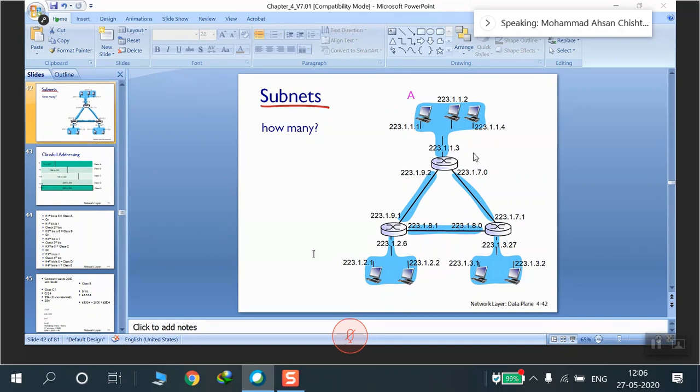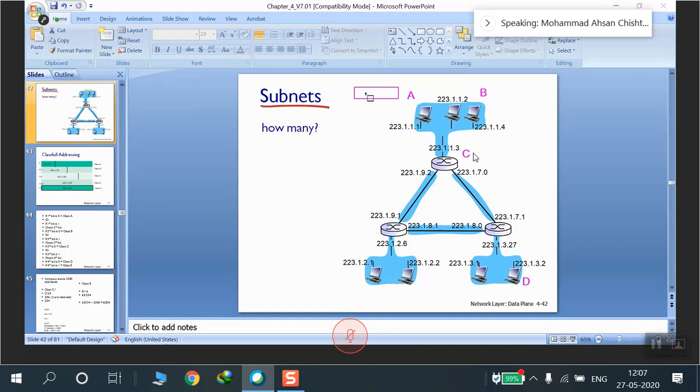Now once host A has to send some data to B or D, it will receive a packet from the higher layer at the network layer. And within this packet, it would add two things: the source IP address and the destination IP address. This would be kept within the header of the network packet. Then it passes this to the data link layer, then to the physical layer, then it sends it across.